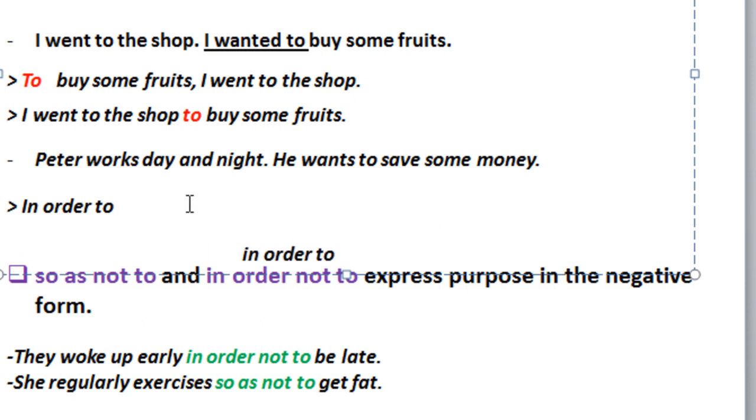Peter works day and night. He wants to save some money. So Peter's purpose of working day and night is that he wants to save some money. So Peter's purpose is expressed in the second clause. And again, we have to delete the words he and wants.